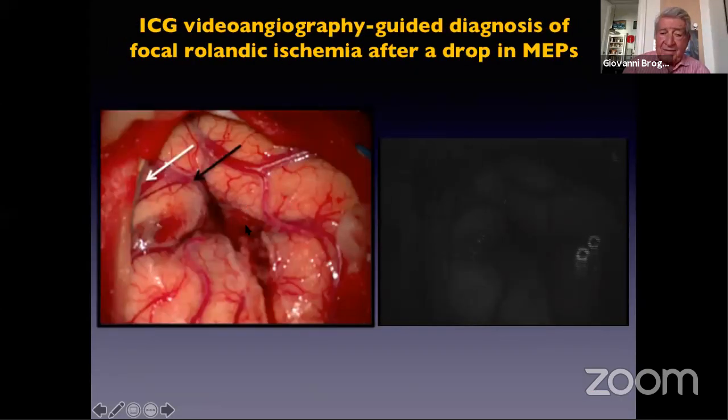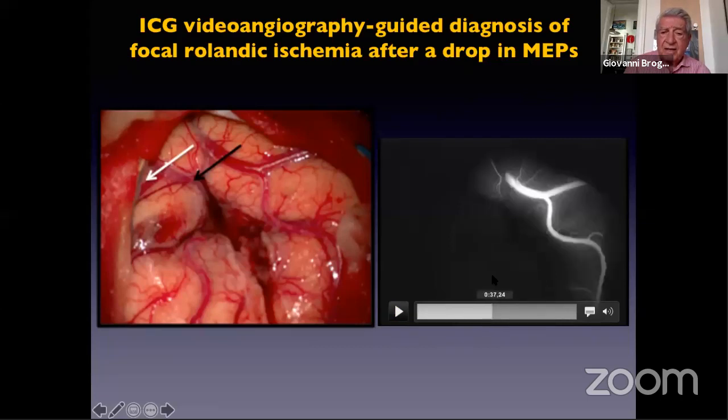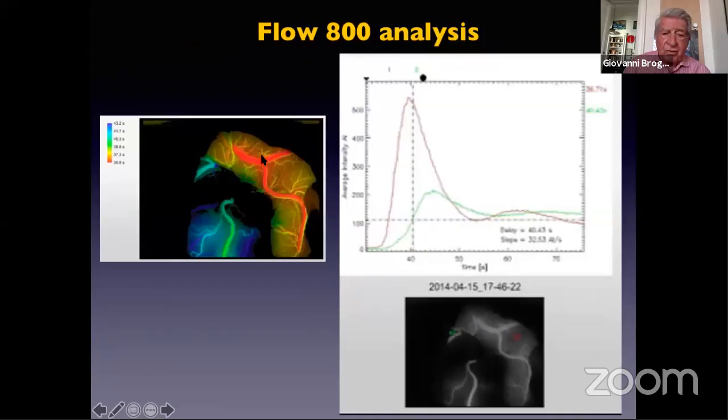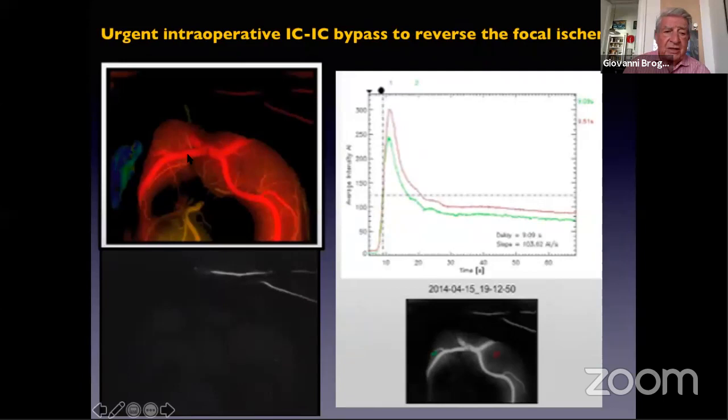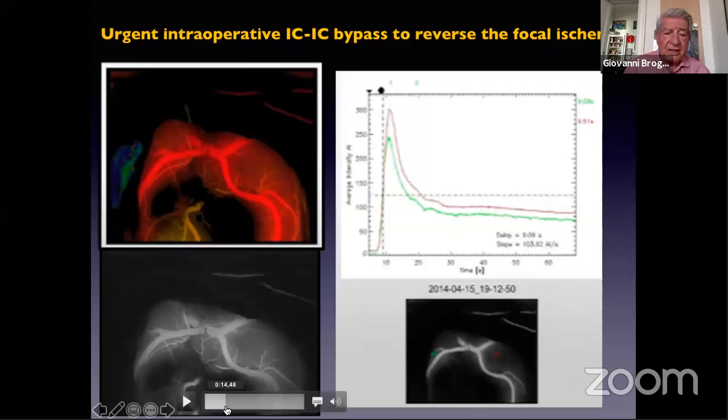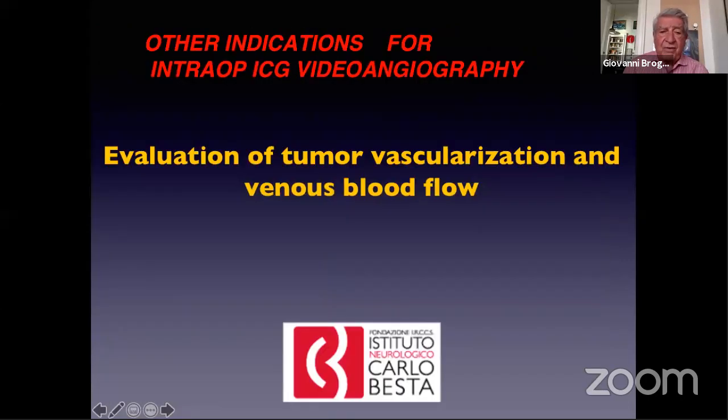Let's go for another very interesting case. You have here a Rolandic glioma, and you get a drop of the motor evoked potential. And you can see here that the ischemic region is coming out. What to do? You cannot leave the patient like that. You make all the control, and after that, you decide to do an intracranial bypass. And you see here that the bypass is running well. This is the picture, but you can see it here in the movie. And that is another way to improve the quality of life of our patient.